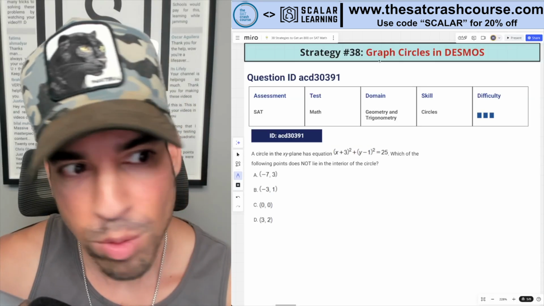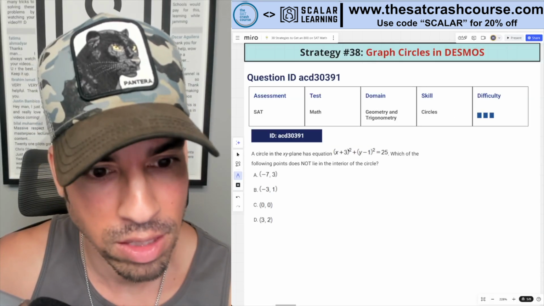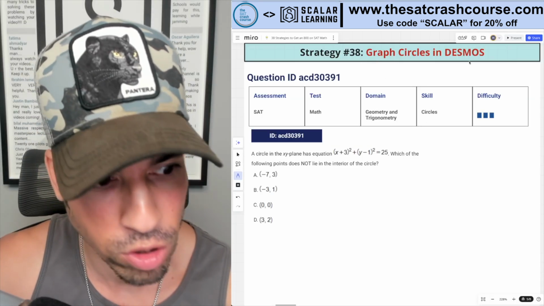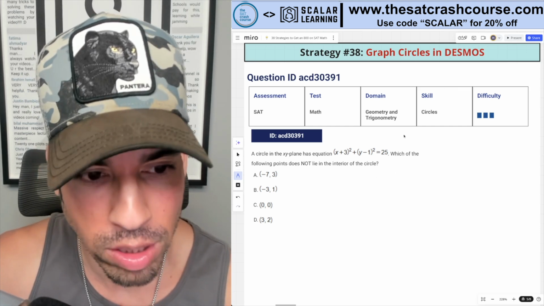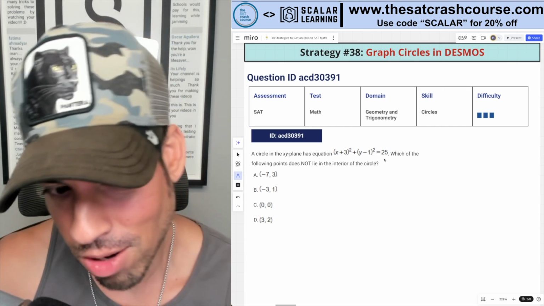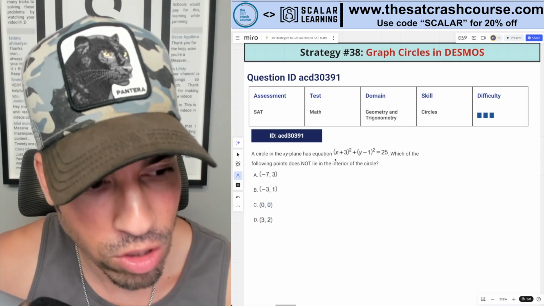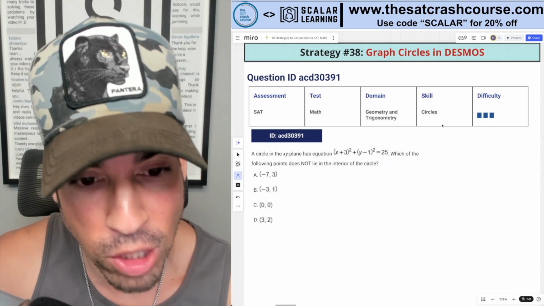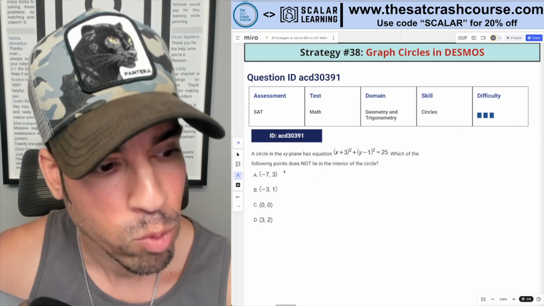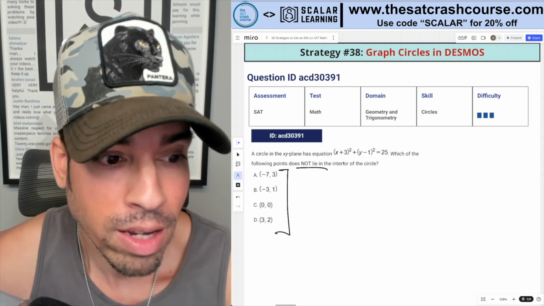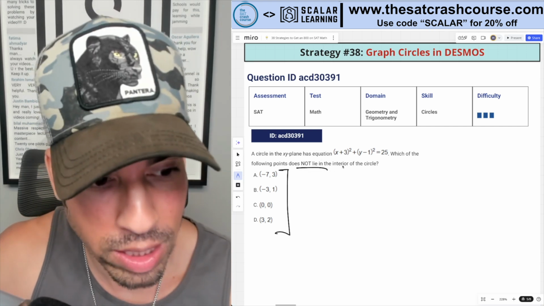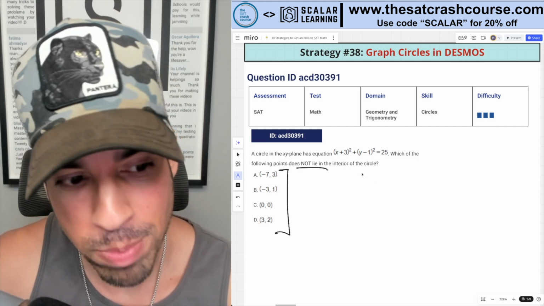Done. Finally, we come to strategy number 38, and in circles, we would say graph circles in Desmos. This is super cool because you can do a lot of stuff with this. You can use Desmos to easily calculate the radius. You can quickly see the circle if you're not sure of things. But this is especially awesome for this problem because we're trying to figure out which one of these does not lie in the interior. And there are ways to do this pretty quickly mentally. But man, Desmos just makes it so much easier.